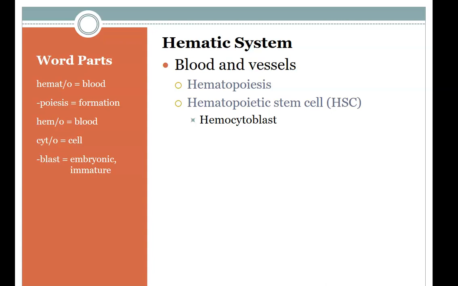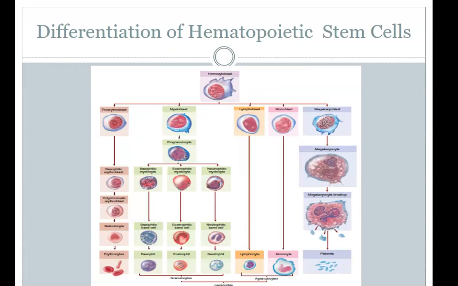And there are word parts that go along with this. With your word parts, you've got hemato equals blood, poiesis equals formation, hemo is also blood, cyto is cell, and blast is embryonic or immature. Note the differentiation from the HSC to the different types of blood cells.